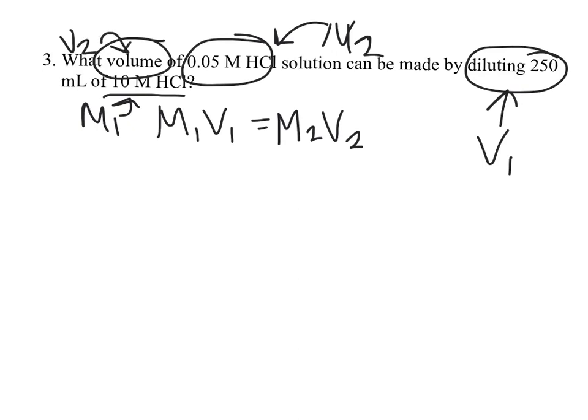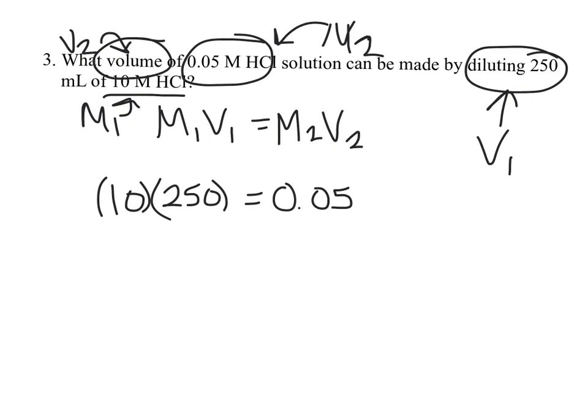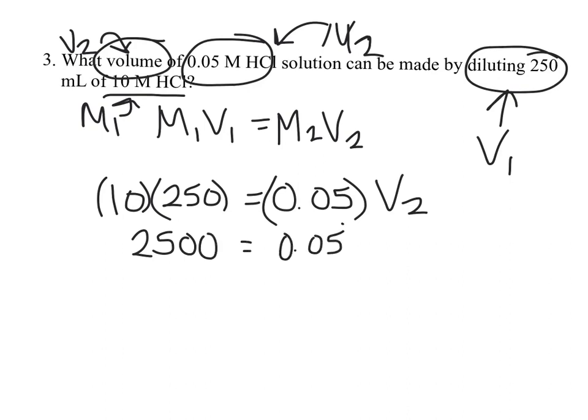So we can start plugging in. For M1, we have 10 molar. For volume 1, we have 250 milliliters. For M2, we know that the new concentration will be 0.05 molarity. And the new volume, we do not know, so that will be V2. So when we multiply 10 times 250, we get 2,500 equals 0.05 V2.